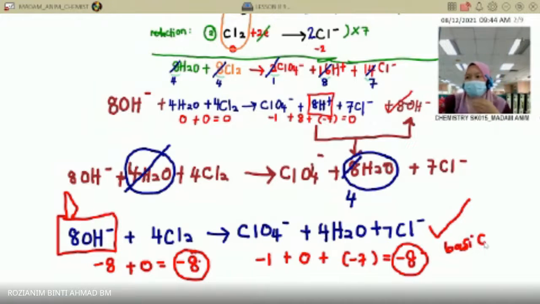Dapat? Faham ya? Ada soalan nak tanya? Senang je balancing ni. Di balance kena pandai dulu. Kalau tidak, stoichio problem. Alright, ada soalan? Tak ada?